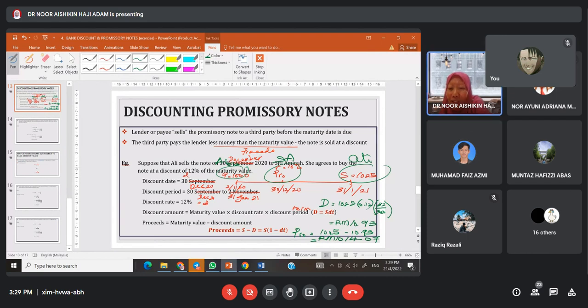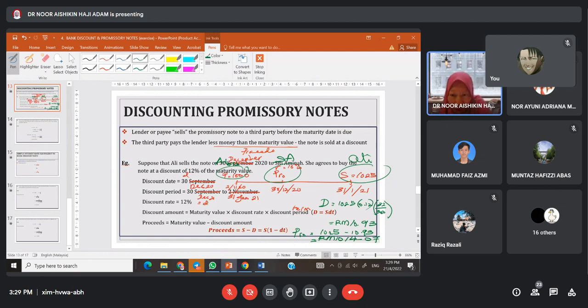So dia kira Aminah tu dapat untung 2 kali lah. Sebab dia dah keluarkan duit kepada Ali. Dia charge Ali RM10. And then Abu bayar dia 1025. Ya. Ikut perjanjian dalam note. Okay. 10% discount rate tu. Discount rate pula, simple interest rate.